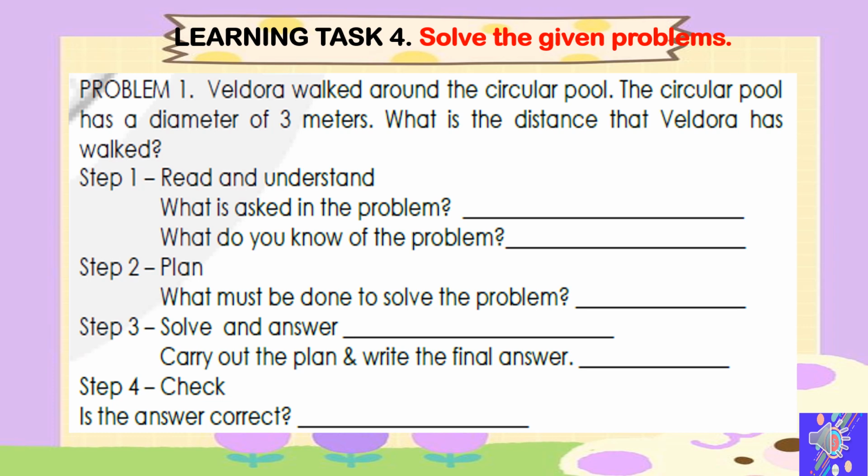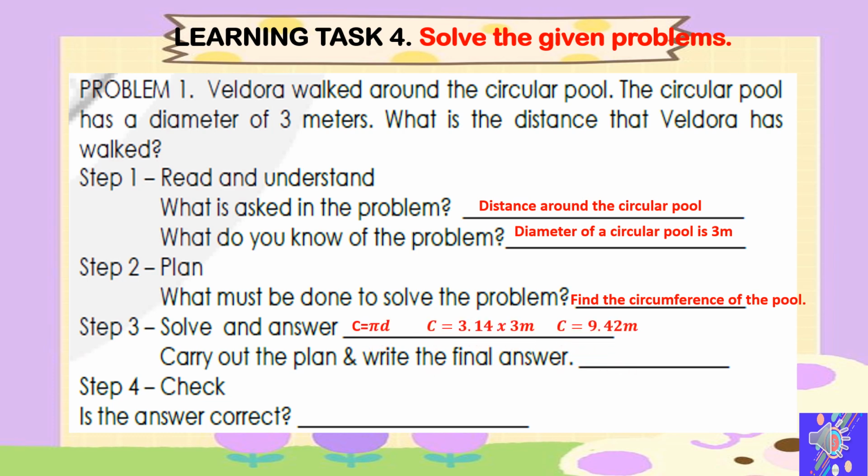For step 1, read and understand what is asked in the problem. So again, let us read the problem. Veldora walked around the circular pool. The circular pool has a diameter of 3 meters, and what is the distance that Veldora has walked? What is being asked in the problem is the distance around the circular pool. And what do you know of the problem? The diameter of the circular pool is 3 meters. So let us now plan. What must be done? Find the circumference of the pool.